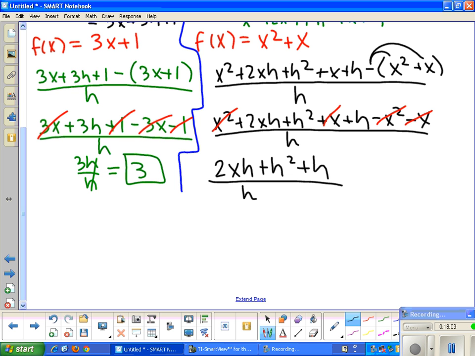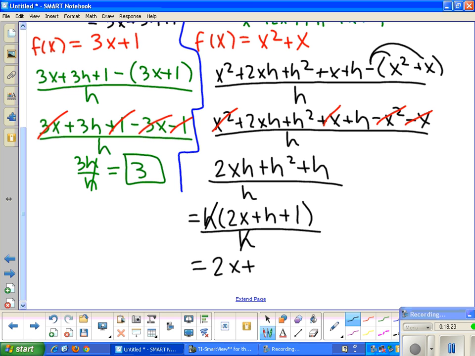Now I can simplify this still further because notice in my numerator I have h with every term, so that means I can factor out an h. If it wasn't in every term, I could not do this. So I have h, take that out. Don't forget your placeholder. H over h is just 1, and notice I'm left with 2x plus h plus 1.